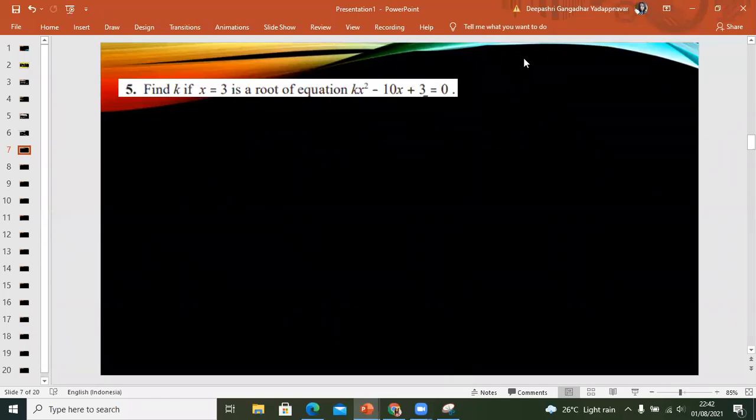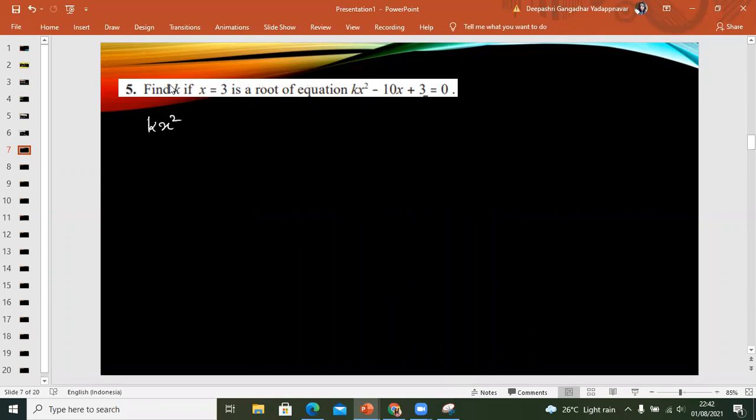Question 5 here is given, find k if x equal 3 is a root of equation kx square minus 10x plus 3 equals 0. So they already have given us the solution for this equation, that is x equal 3. So to find the k, we will try to substitute x equal 3 in this equation. Let's do this.